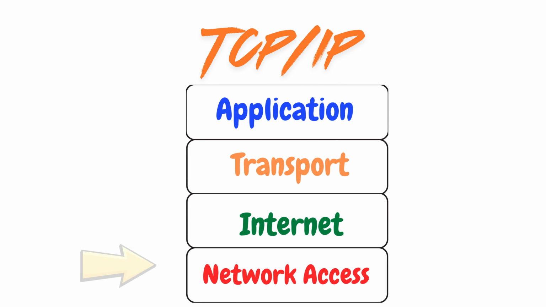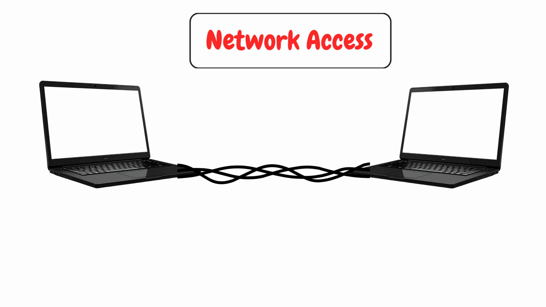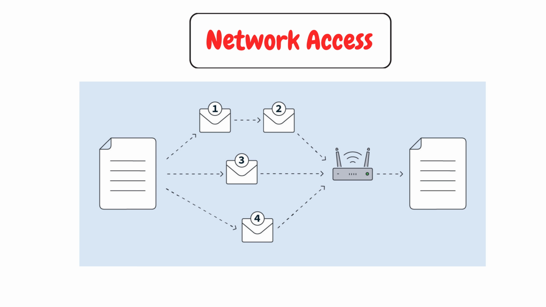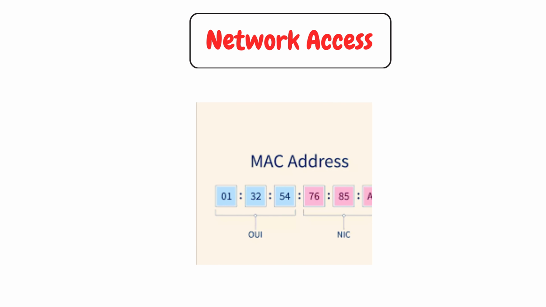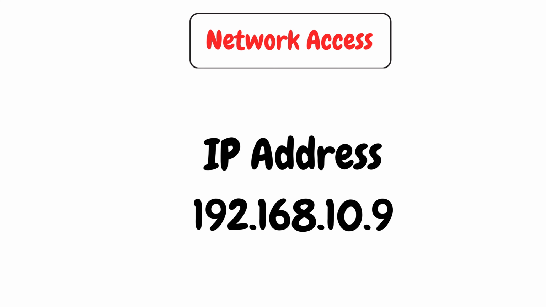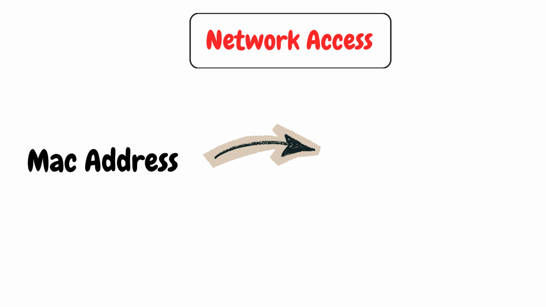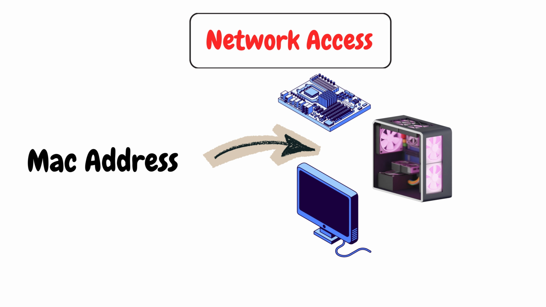Finally, we have the network access layer, also known as the link layer. This layer is responsible for physically transmitting data over the network. It converts packets into frames, sends them through cables or wireless signals, and detects errors during transmission. This is where technologies like Ethernet and Wi-Fi operate. It uses MAC addresses to identify devices within the same network. Unlike IP addresses, MAC addresses are permanent and assigned to hardware devices.